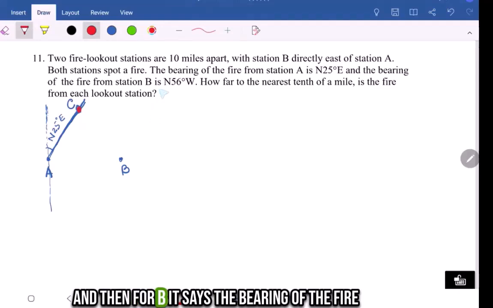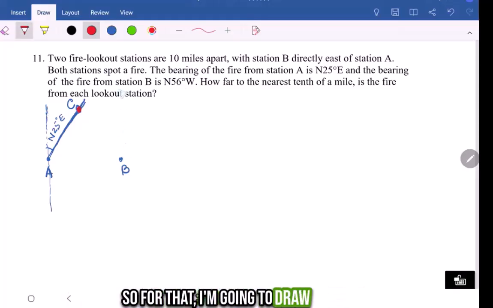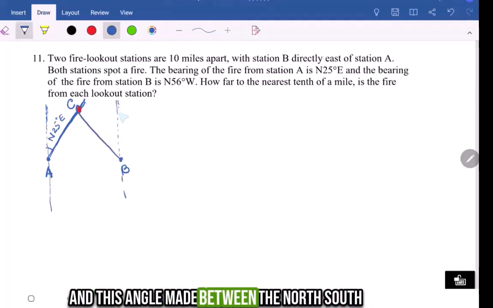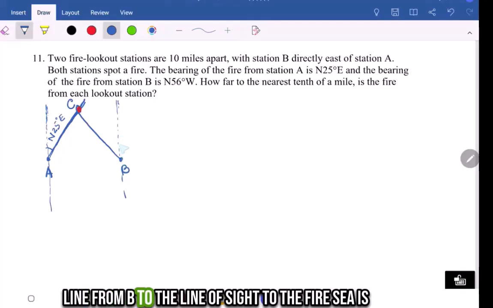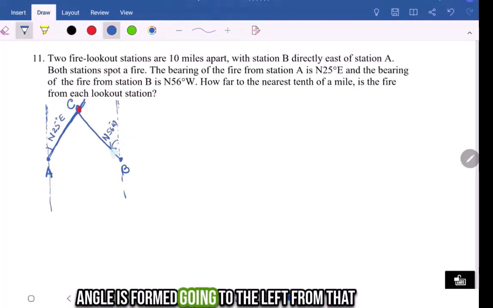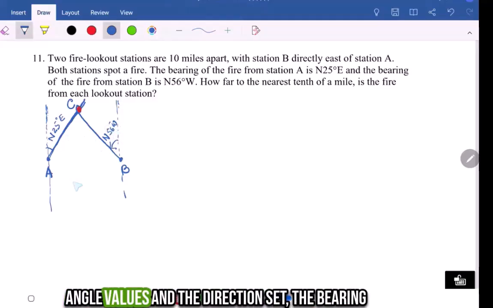And then for B, it says the bearing of the fire from station B is north 56 degrees west. So for that, I'm going to draw another vertical line passing through B this time. And this angle made between the north-south line from B to the line of sight to the fire C is north 56 degrees west. West means the angle is formed going to the left from that north-south line, correct? So we have the angle values and the direction set, the bearing straight.